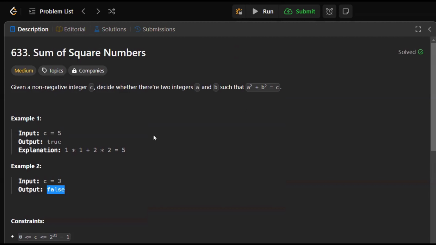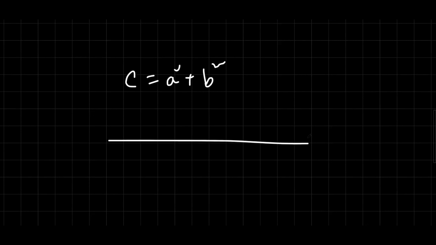I hope you understood the problem statement. Now let's move on to the algorithm. Here we have to determine whether a value of c is equal to a square plus b square or not. Now, the basic intuition is very simple. Suppose for this value c, it is a number line. Suppose it is the value of c here, and it is the square root of c. So this is c point and it is sqrt point.